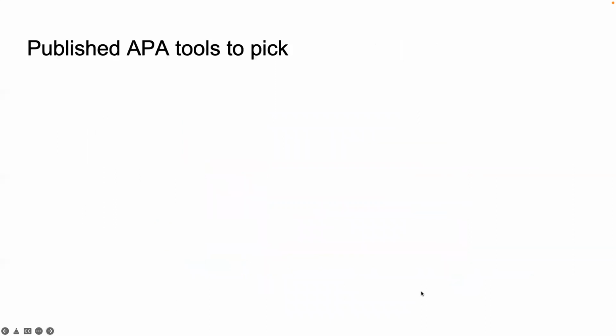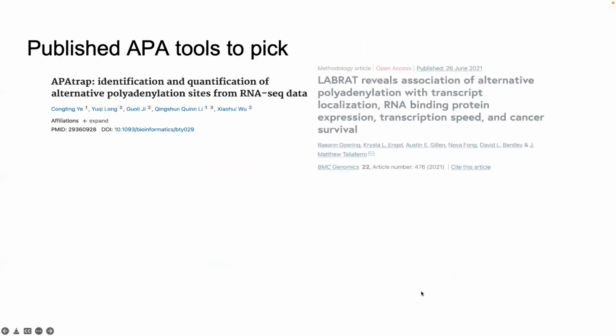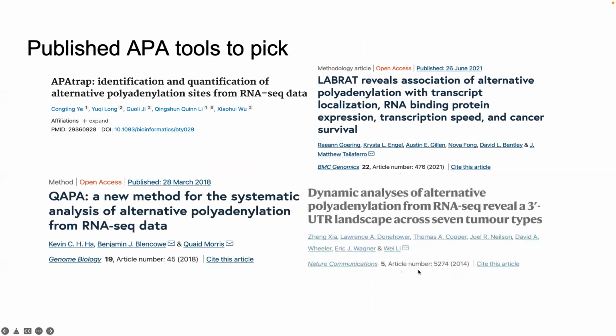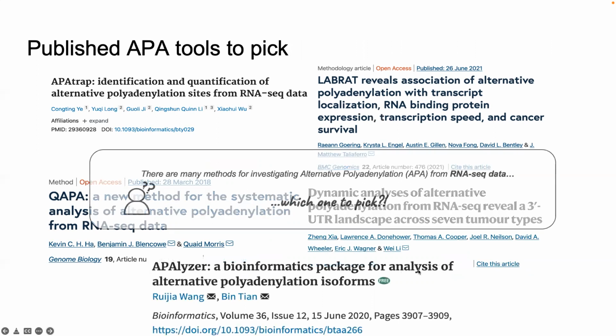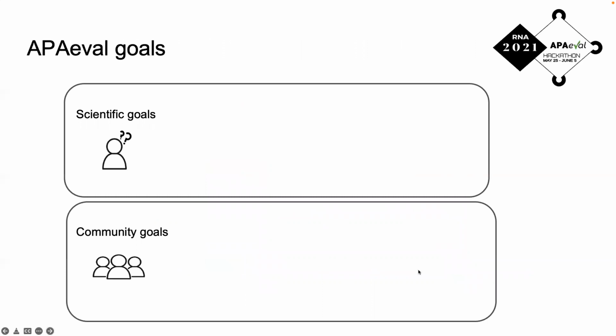So currently, there are already a number of published tools that similarly investigate APA from RNA-seq data, each with their own set of strengths and weaknesses. So the question is, how do we pick the best tool for our specific use case? To tackle this question, we came together as a community to kickstart the APAeval project that started off as a hackathon in 2021. We divided our goals into scientific and community.